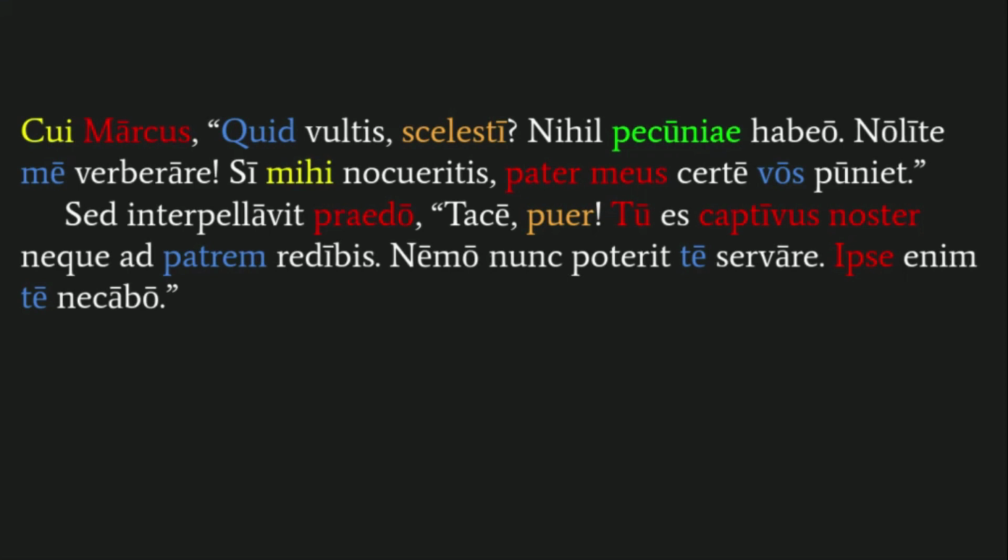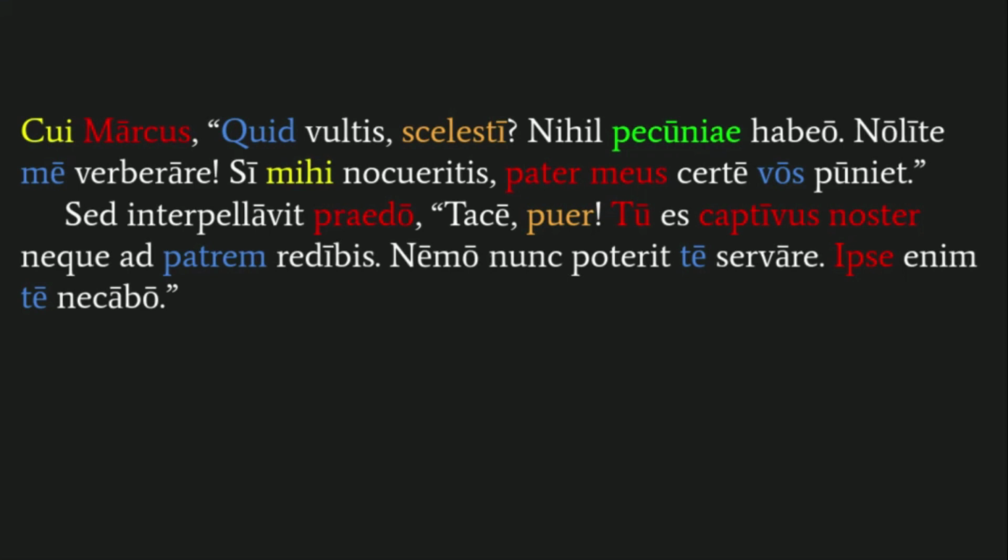So the robber interrupted, and he says, tace puer, be quiet, or shut up, boy. Tace is the imperative, a singular positive imperative. Be quiet. He says, tu es captivus noster, neque ad patrem redibis. So he says, you are, tu es, captivus noster, our captive. He says, you're our prisoner, basically, our captive. And redibis, you will not return ad patrem, to your father. So he says, you're not going to go back to your father. You're our captive. We don't care who your father is, basically what he's getting at.